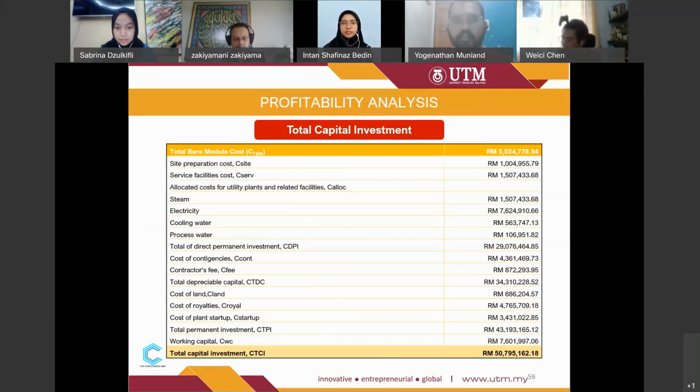Okay, as we all know, the total capital investment is the one-time expenses for the manufacturing, for the construction, design, and the startup of the plant. For our plant, the total capital investment is around ringgit Malaysia 60 million.